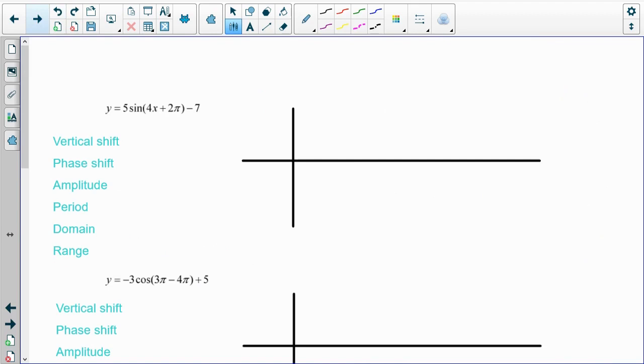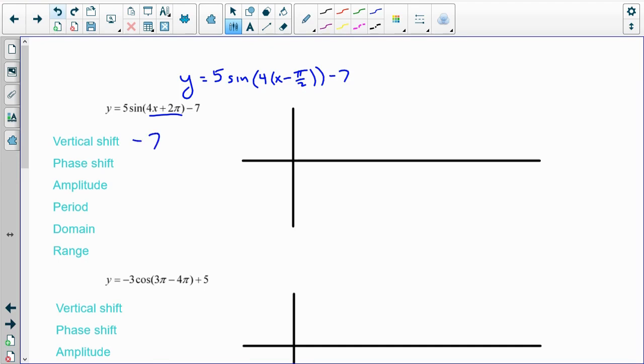We have 2 more problems. First thing I notice is that the 4 is not factored out, so I'm going to rewrite this. So 5 times the sine of 4x minus pi over 2. What happens when I factor out a 4 from a 2? I get 1/2. So it'd be 1/2 pi, or pi over 2, minus 7.